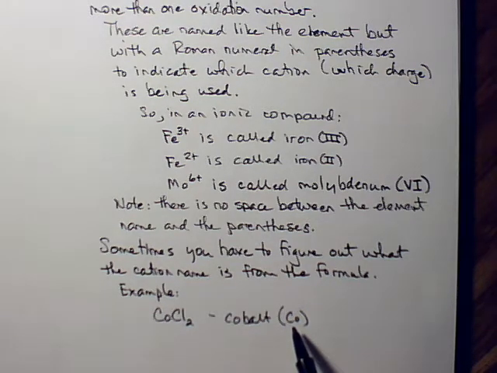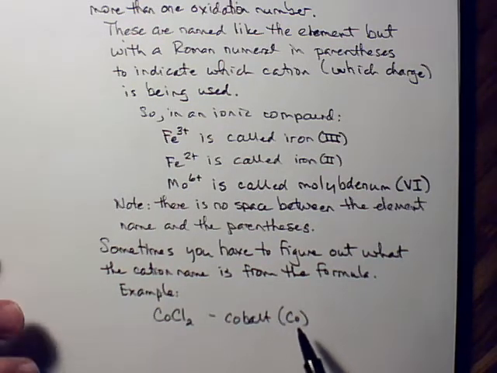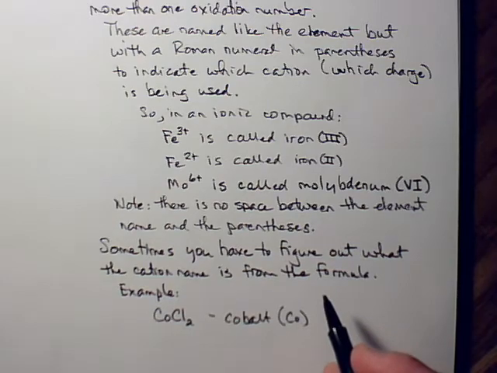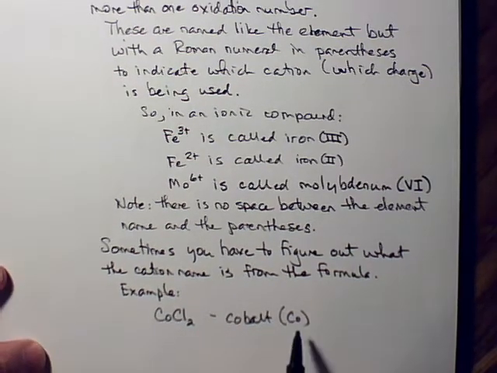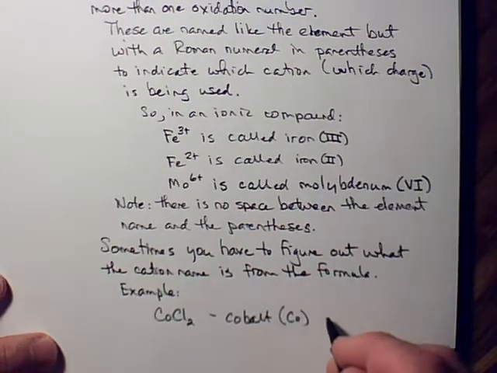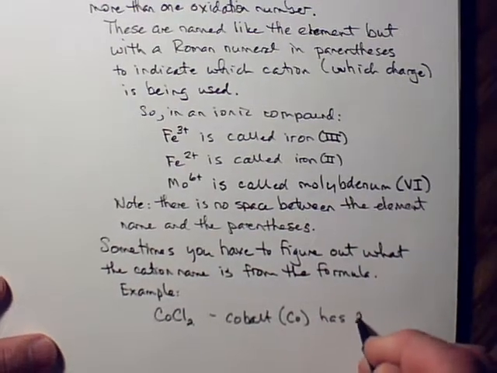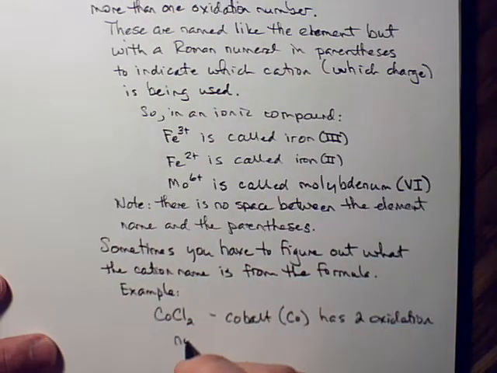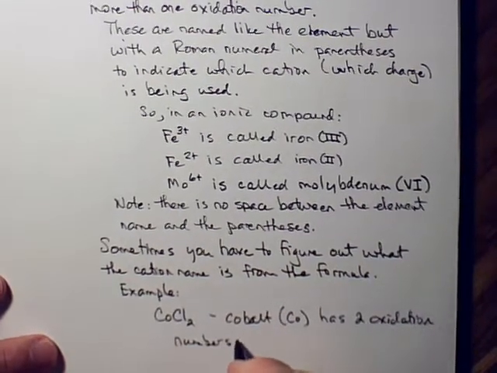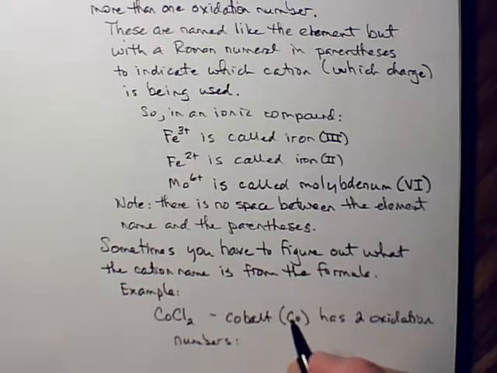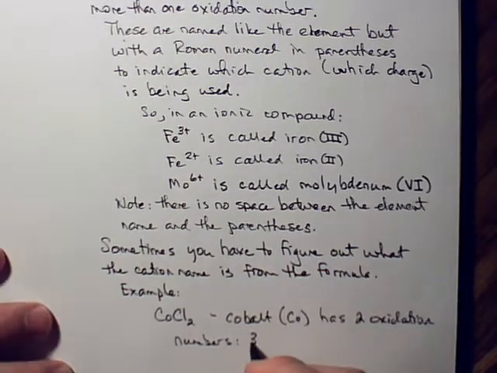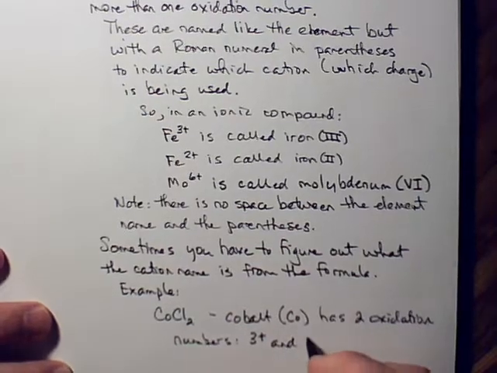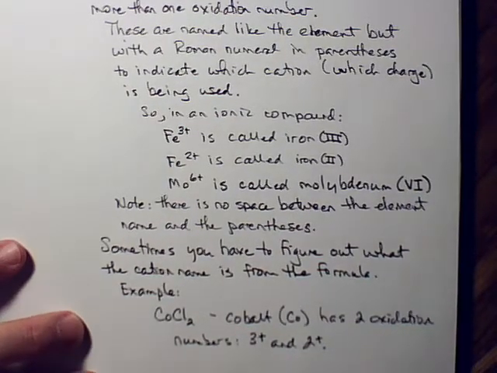Do not write a capital H and a lowercase h the same way. Or an A. Capital A and lowercase a are two different structures, so make sure you write them that way. Now, cobalt then has two oxidation numbers: three plus and two plus.